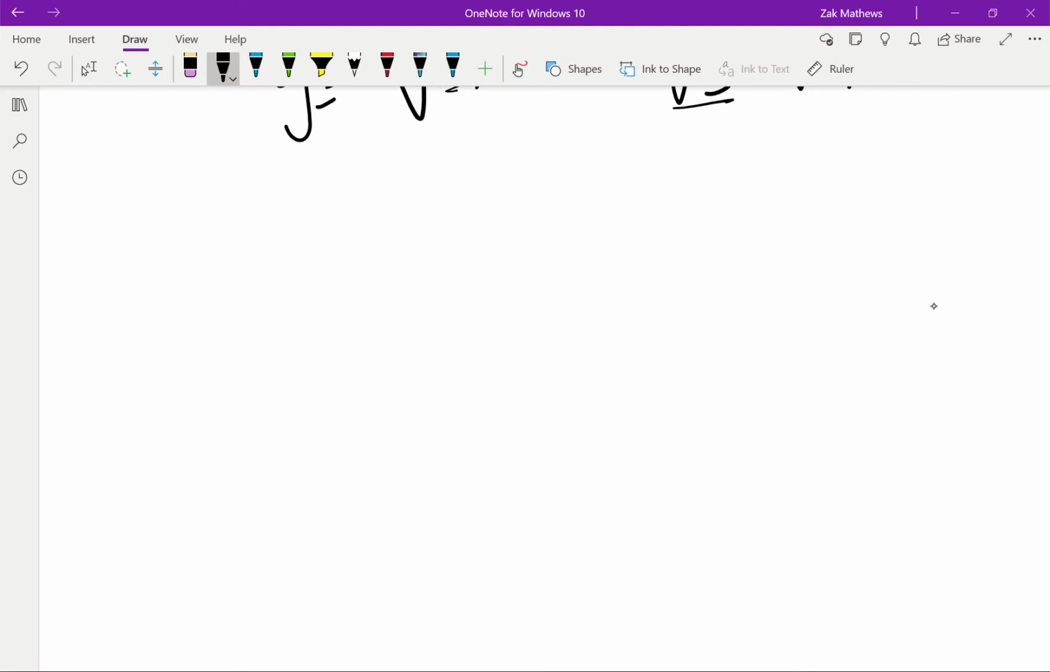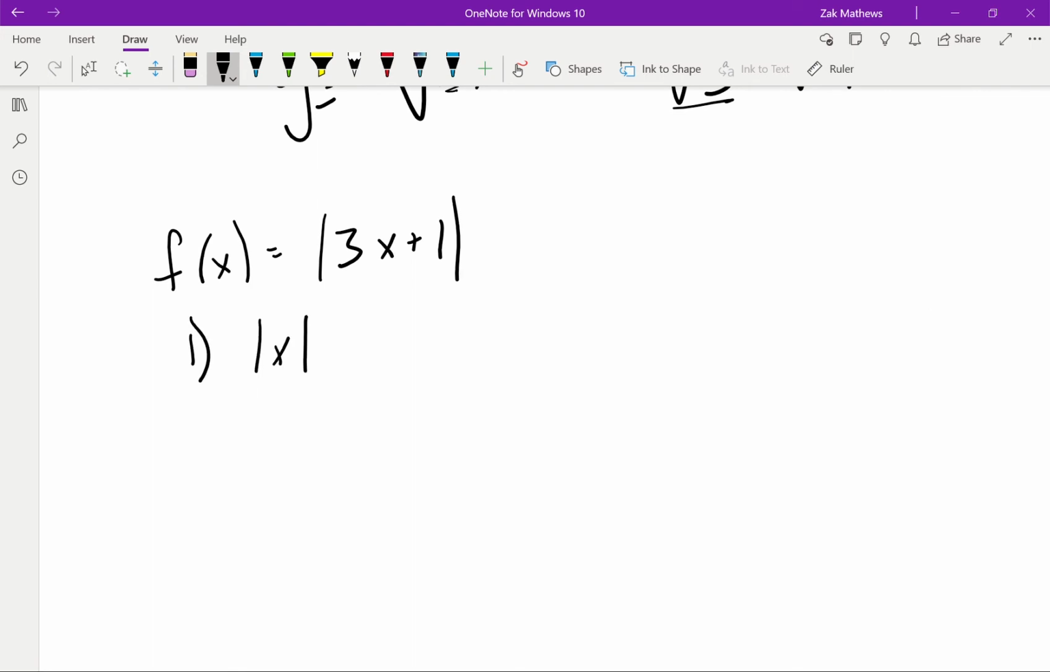Let's take another example. Let's look at f of x equals the absolute value of 3x plus 1. So this time we have a different parent function. The parent function is the absolute value of x. We do know that gives us a sharp V shape.